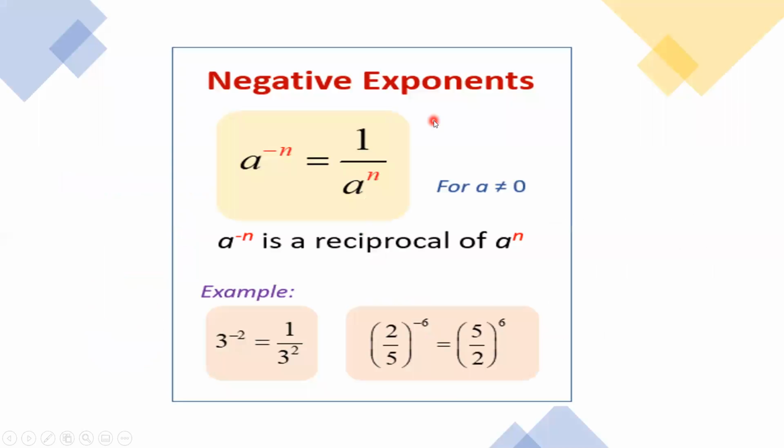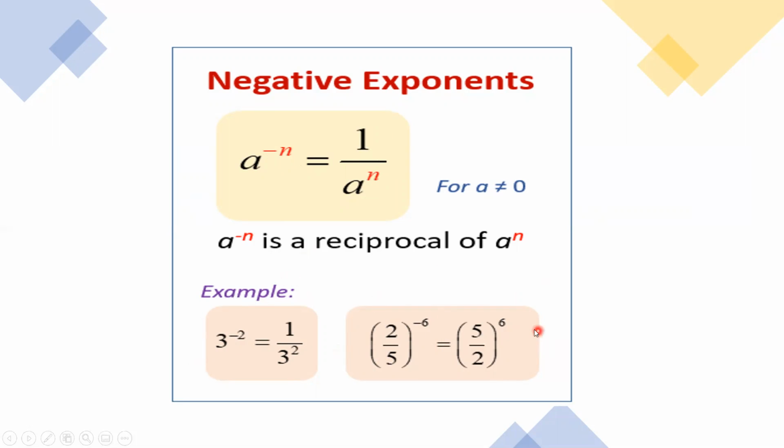So you see the negative exponent. Please do not forget this. This is very important. A to the power of negative n equals 1 over a to the power of n. We're going to have to remember this all the time. So when you see a negative power, just say 1 over the positive power. Finish. So this example here, 3 to the power of negative 2, just write 1 over 3 to the power of positive 2.